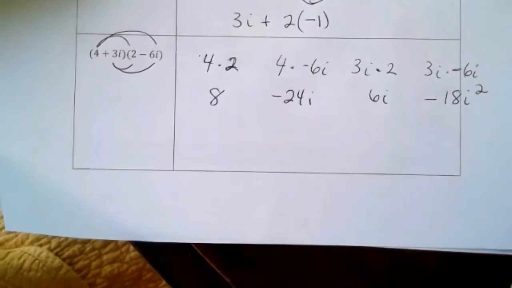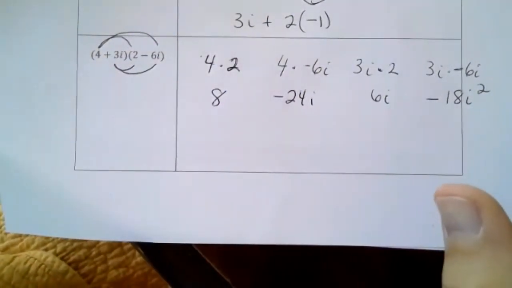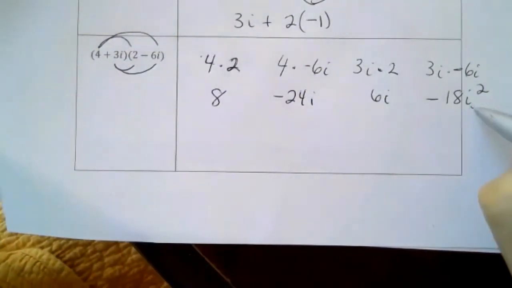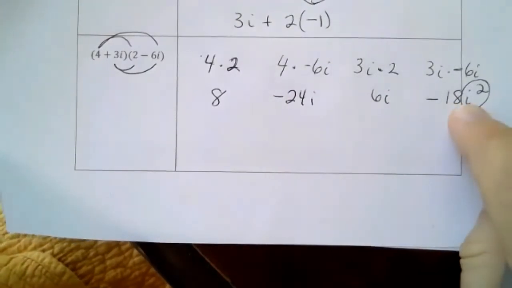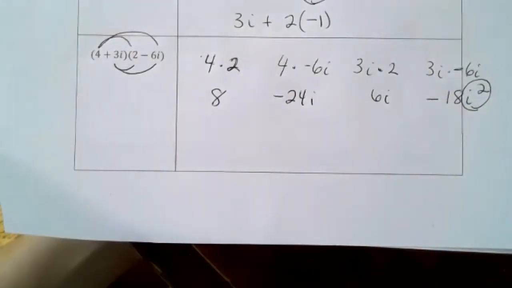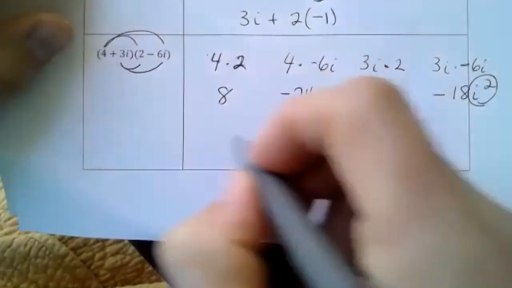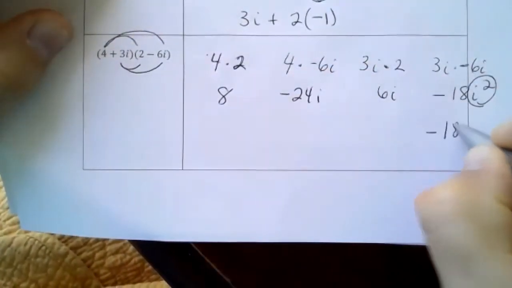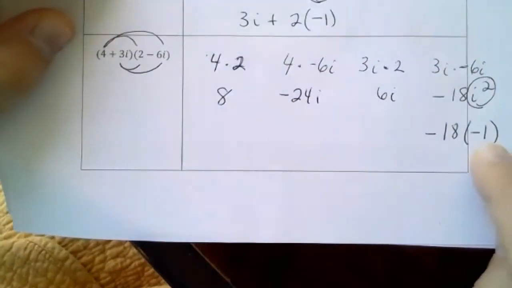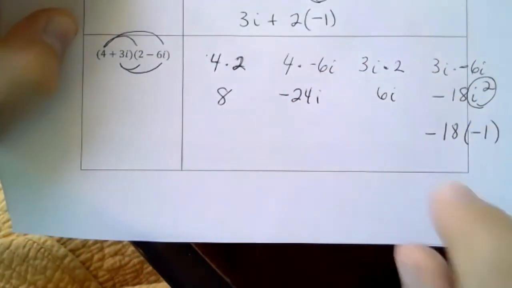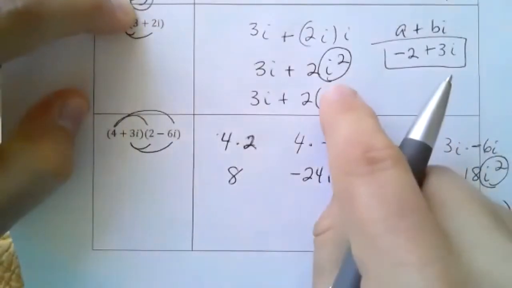So we've got -18i squared. Okay, now stop everything you're doing. All right, everybody freeze. Now we're going to circle this i squared. You're supposed to know what i squared is. Do you know what i squared is? i squared, you're supposed to say -1. We just got through with that up here.